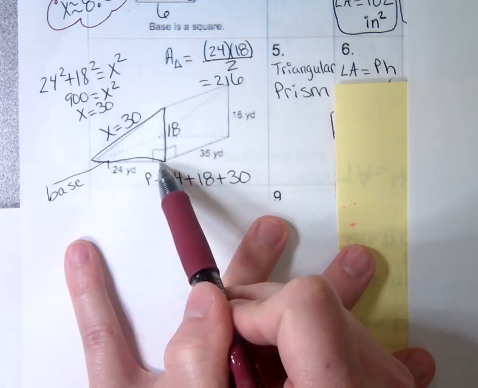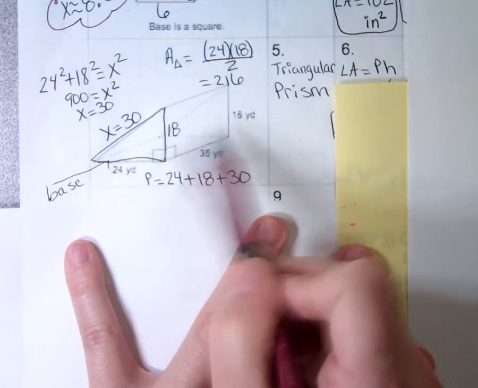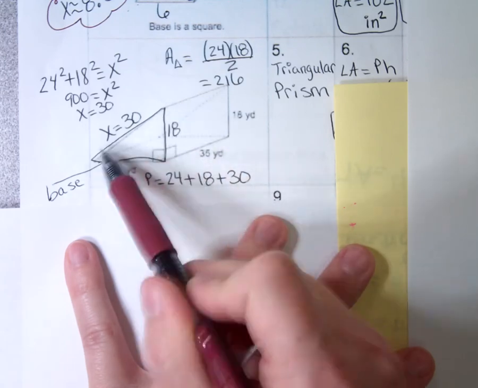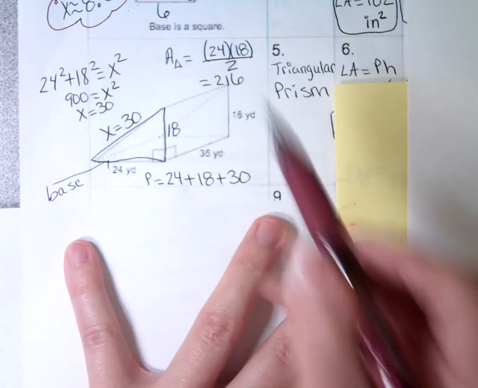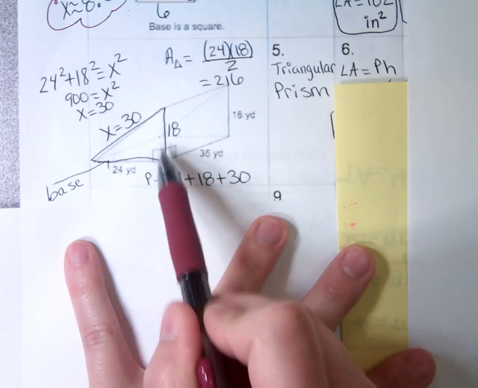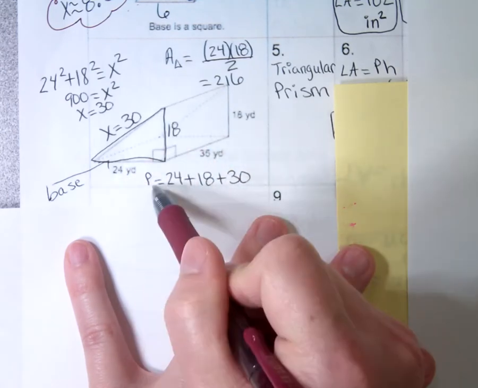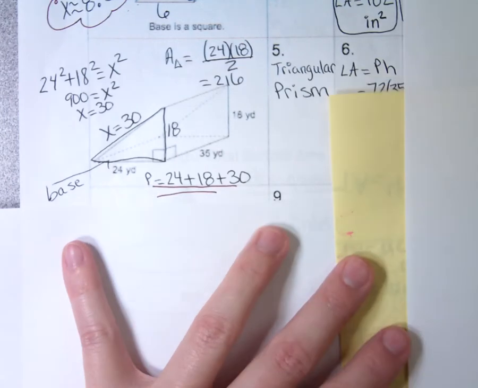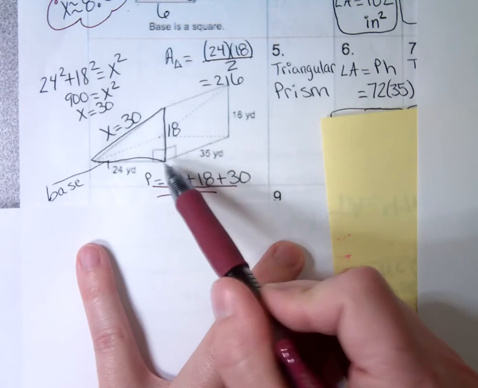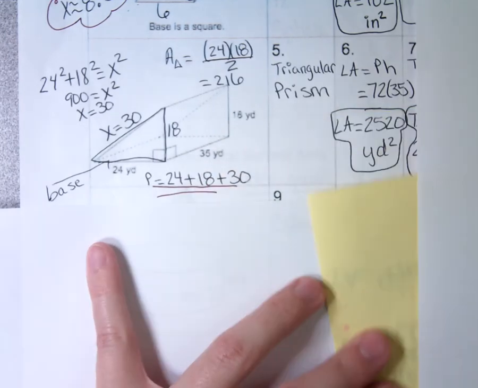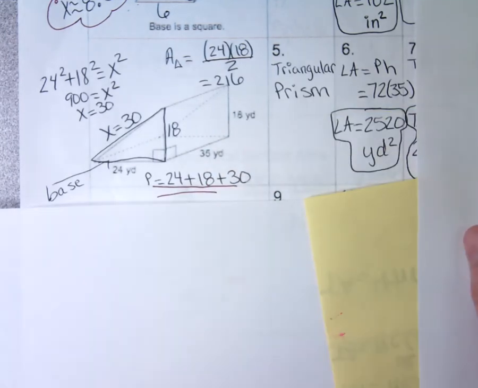So 24 plus 18, because I know that there's 18. So 24 plus 18 plus this guy. So I had to do Pythagorean theorem to figure out this length here. And then I just add the 24, the 18, and the 30 to get my perimeter answer. And then that perimeter answer is 72. And the prism is 35 tall. And if I multiply that, I get 2520 square yards.